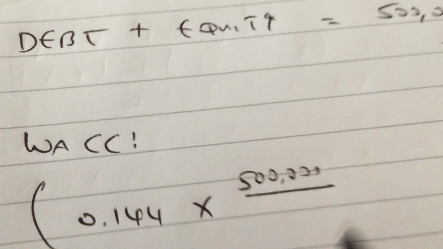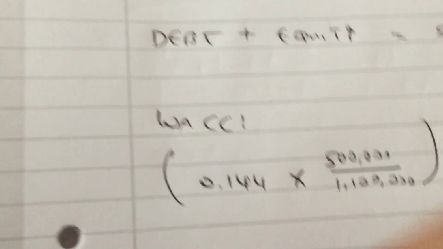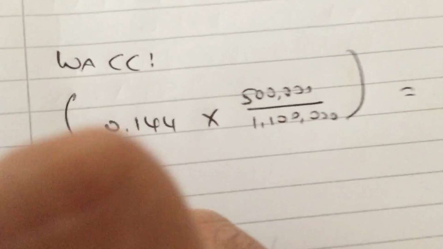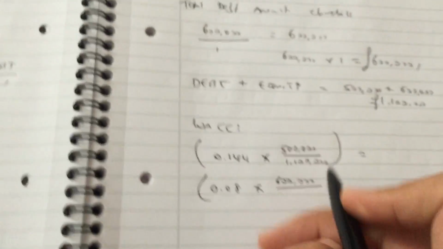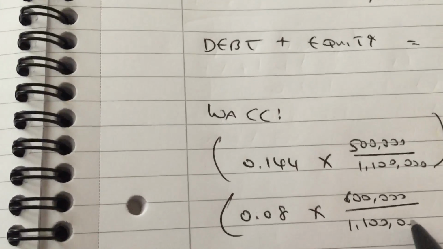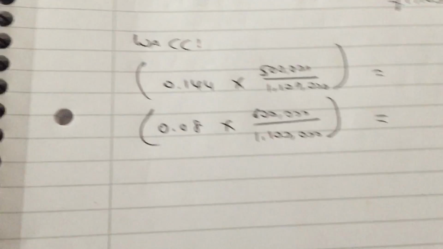Our cost of equity was 14.4%. So 0.144 multiplied by the total equity amount, 500,000, over the total amount, 1,100,000. Get a value for that. Our cost of debt is 8%, so 0.08 multiplied by our total debt amount, 600,000, over debt plus equity, 1,100,000. Get these two values, add them together, and that's our weighted average cost of capital for Churchill.